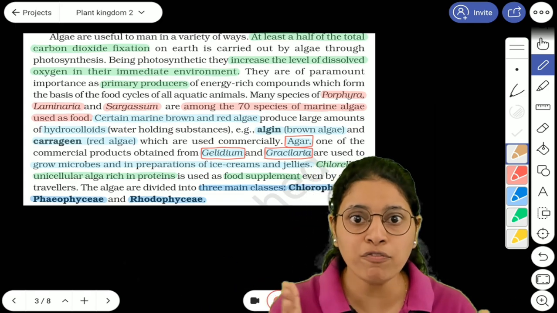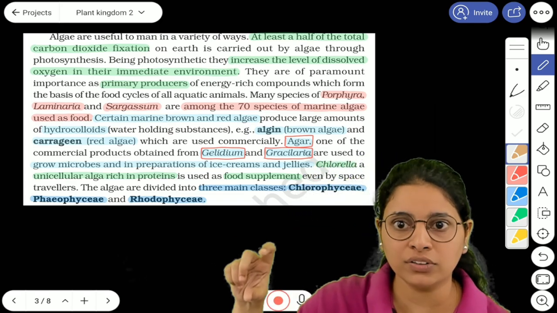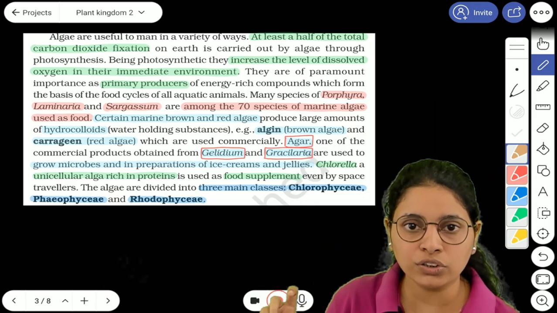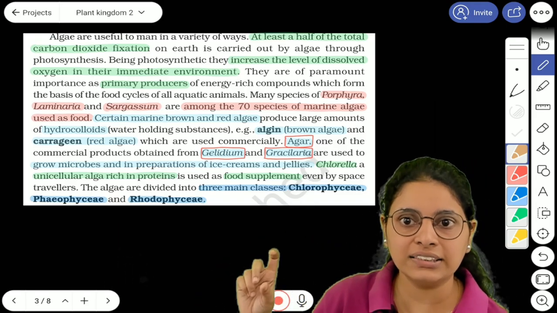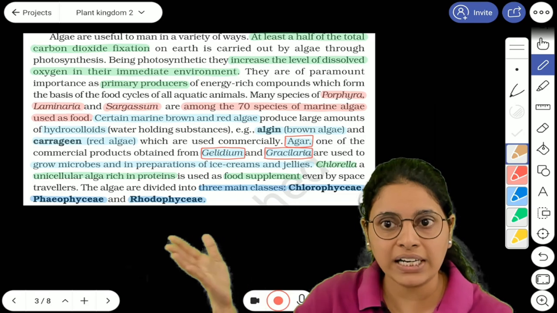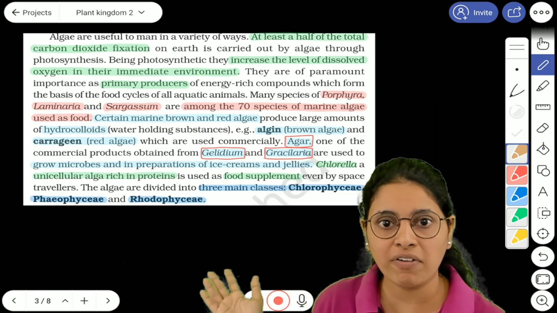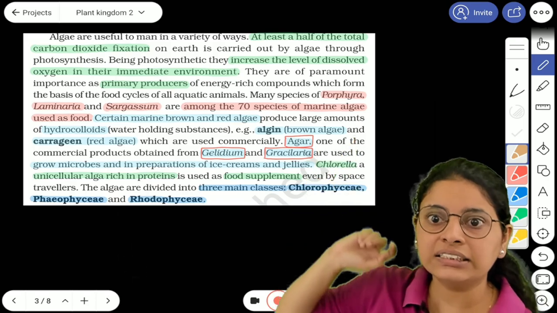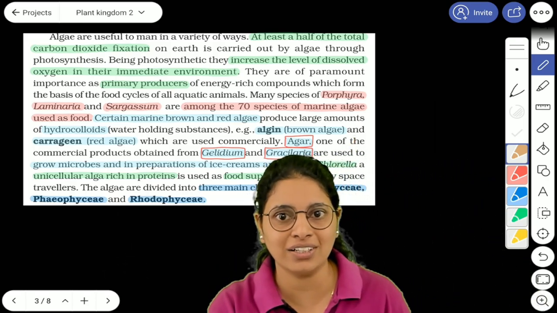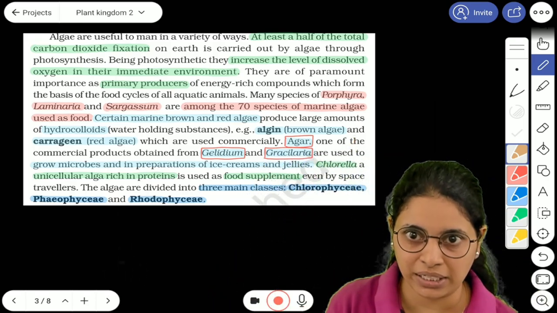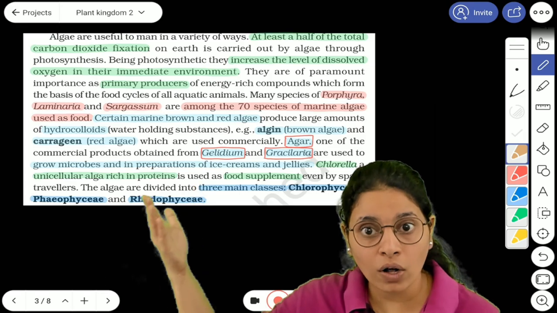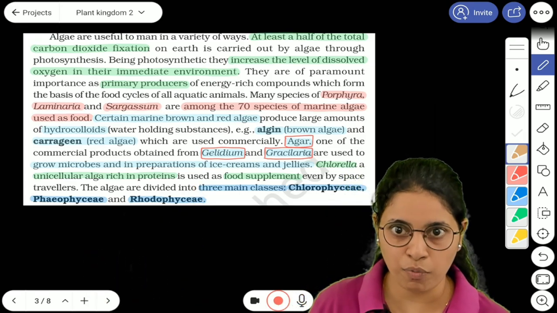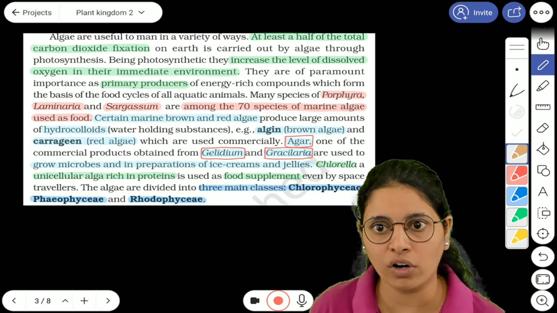CO2 is fixed by photosynthesis, and in this process there is a byproduct called oxygen, right? In photosynthesis, oxygen gas is released and this oxygen gets dissolved in the immediate environment, that is the water body. So algae increase the level of dissolved oxygen in their immediate environment. It helps all the aquatic species present in the water body, as they get oxygen from the water.